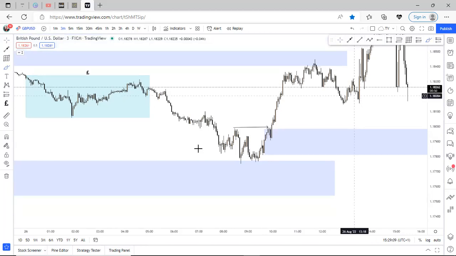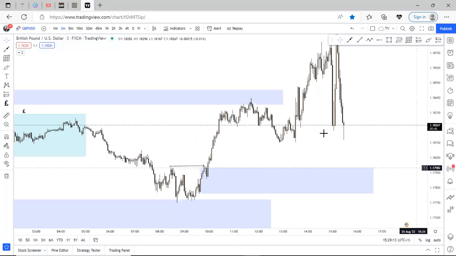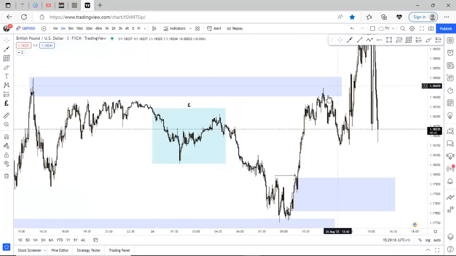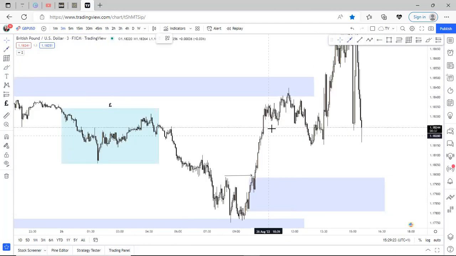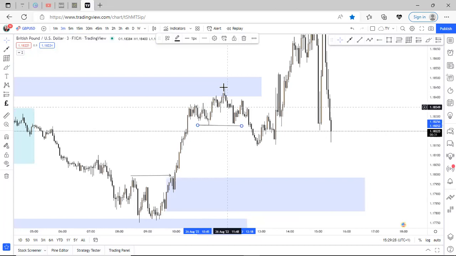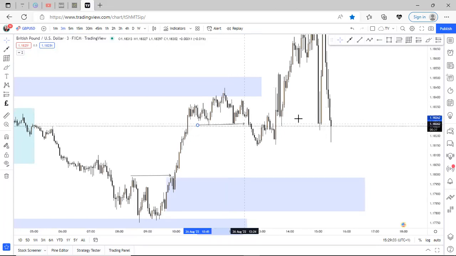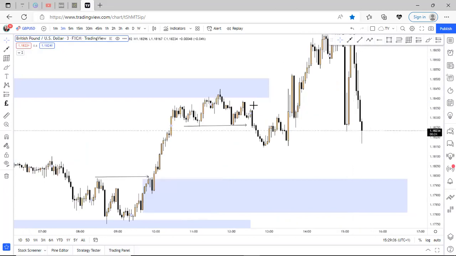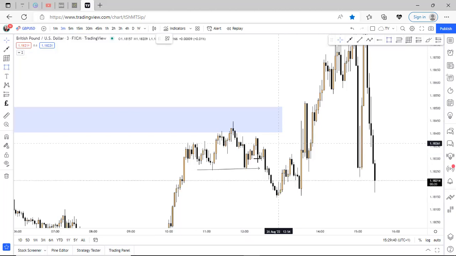So now that this wasn't mitigated, during the New York session, I was then looking for shorts on GU. This time around, I waited for a confirmation entry. As you can see right here, we have this low that gave the last push into this point of interest, right? And just right there, I had this point of interest marked out.